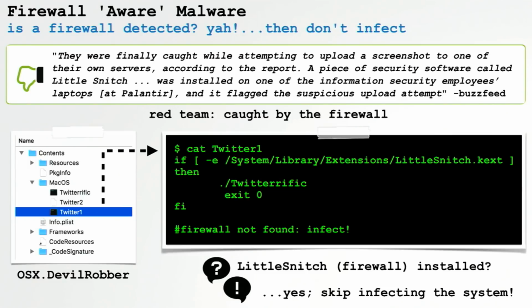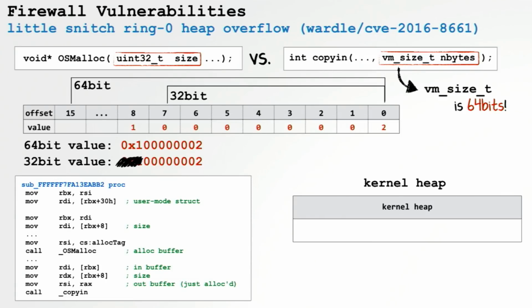So one example is Devil Robber. Here is a snippet of code from one of its scripts, its install scripts, and we can see what it's doing is it's checking for the presence of Little Snitch, which is a popular third-party firewall. If it finds that extension, instead of infecting the system persistently, it just executes a benign version of the application it infected and then exits. So the author of this malware basically said, hey, I don't want to be detected, so if there's a firewall, I'm just going to bail.